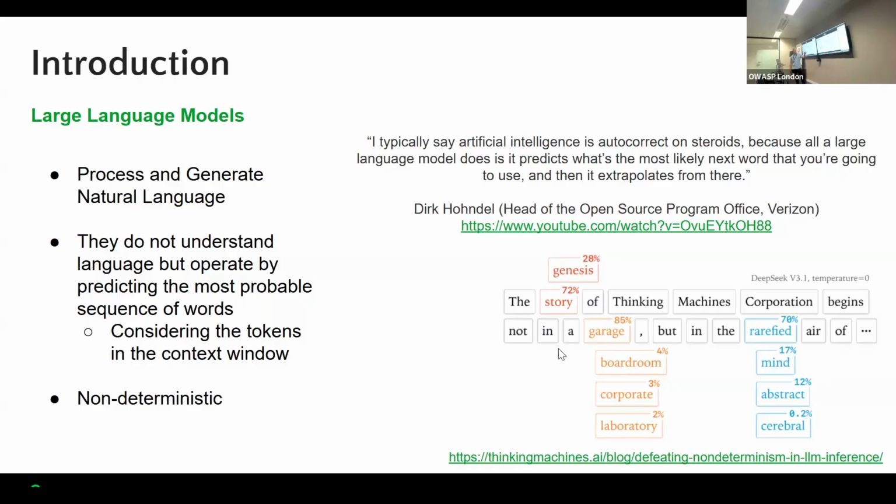One really important thing, they are non-deterministic, as I think we also discussed. The quote there is a good one from Dirk at Verizon. He's saying they're essentially autocorrect on steroids. They'll just predict the next token. And as you can see from here, these are tokens, and you can think of them as words, but they might be parts of words, whole words, spaces, punctuation, etc. So they'll just predict the next token.